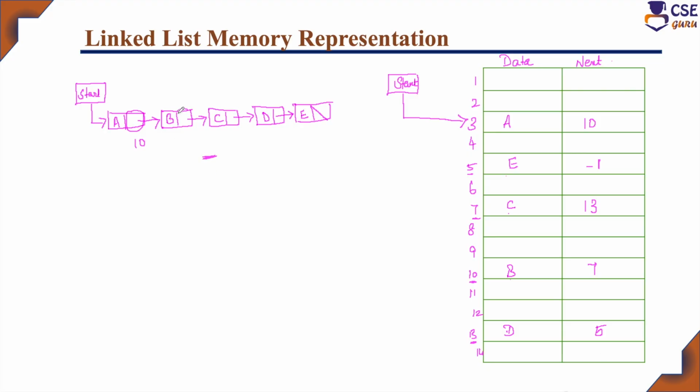So here in the address of B, what is the value that will be stored? It is 7. And in node C, address 13 will be stored. And in node D, address 5 will be stored.